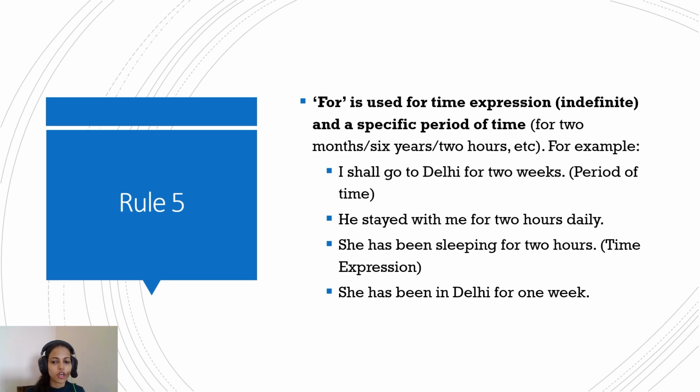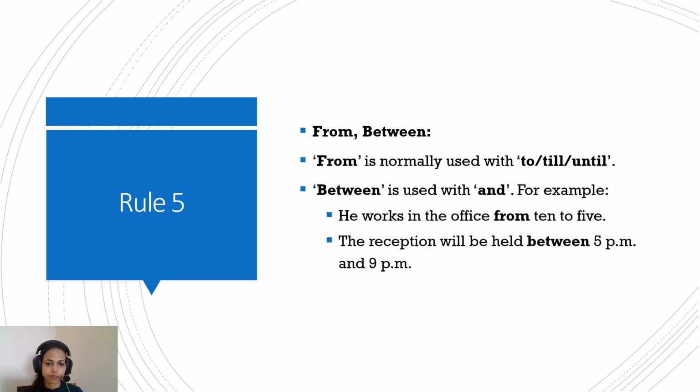He stayed with me for 2 hours daily. Again, for 2 hours refers to that specific period of time. She has been sleeping for 2 hours. Again, for is used for the time expression. She has been in Delhi for 1 week. Again, for is used for time expression. Okay, this is quite simple.